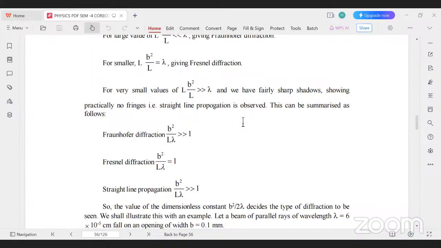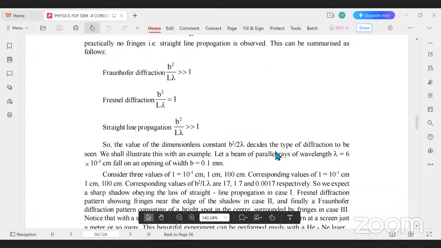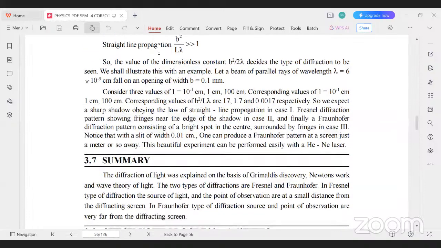We shall illustrate the thing with an example. Let a beam of parallel rays of wavelength lambda equals 6 into 10 to the power of -5 centimeters fall on the opening of a window. So this is the explanation with Fresnel and Fraunhofer diffraction. This beautiful experiment can be performed easily with a He-Ne laser. So consider these values and corresponding values, that is b squared by L lambda, are 17, 1.7 and 0.0017 respectively.